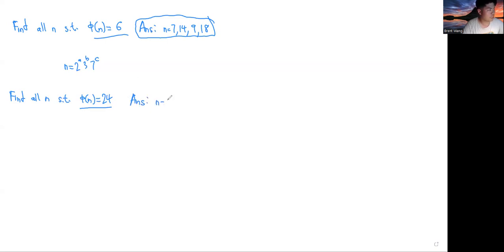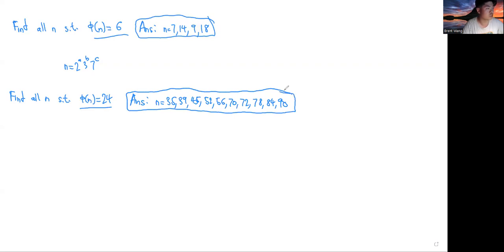I want to guide you. So when you do this one correctly, you should have n equals 35, 39, 45, 52, 56, 70, 72, 78, 84, and 90. There's 10 solutions. Those are the 10 solutions for all natural numbers n such that phi of n is equal to 24. And here's the final one.